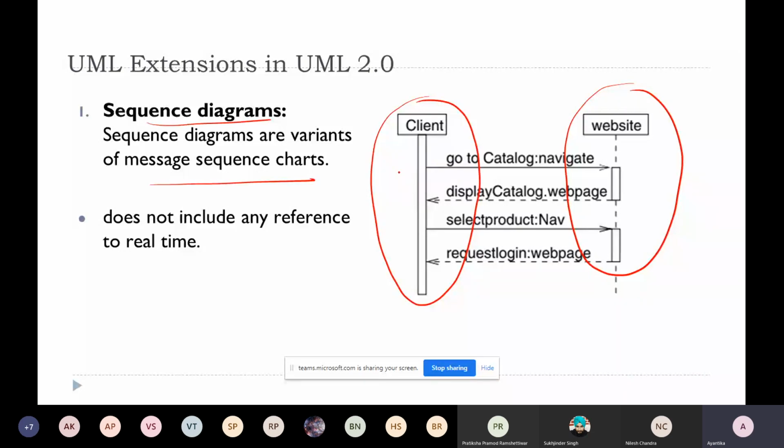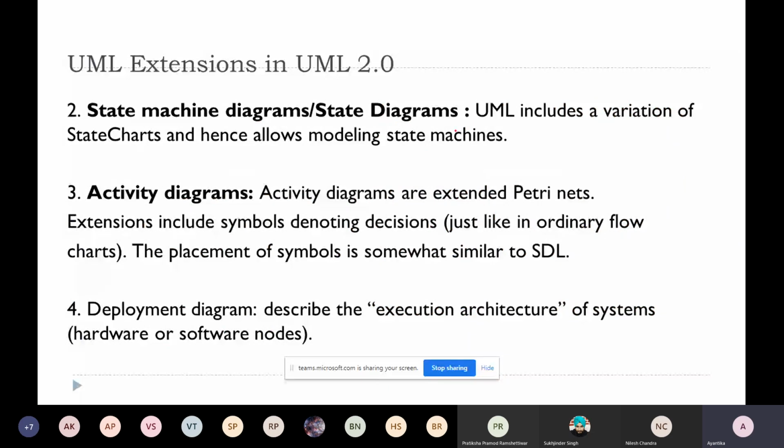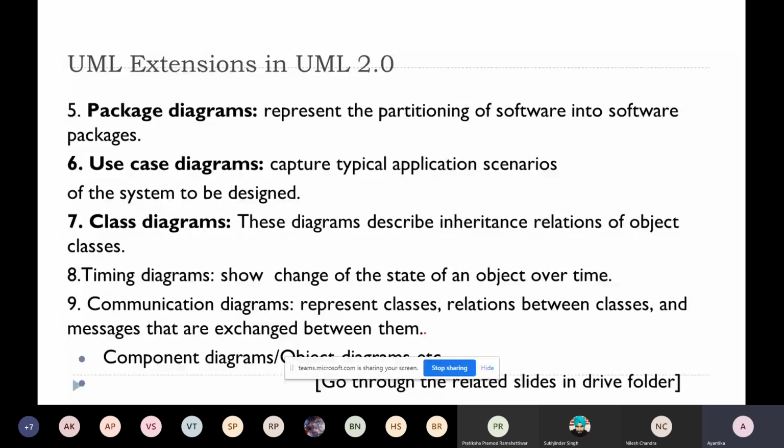Similarly, there are state machine diagrams, and you have activity diagrams. Activity diagrams are extended Petri nets. State machine diagrams are whatever we have discussed in state charts. There are also deployment diagrams, which relate to your actual execution architecture.